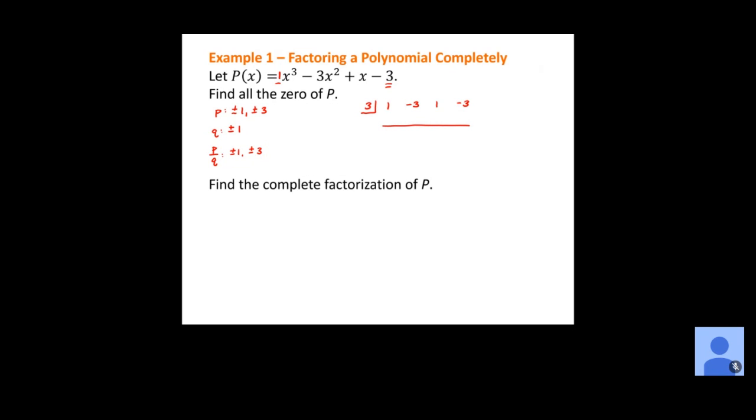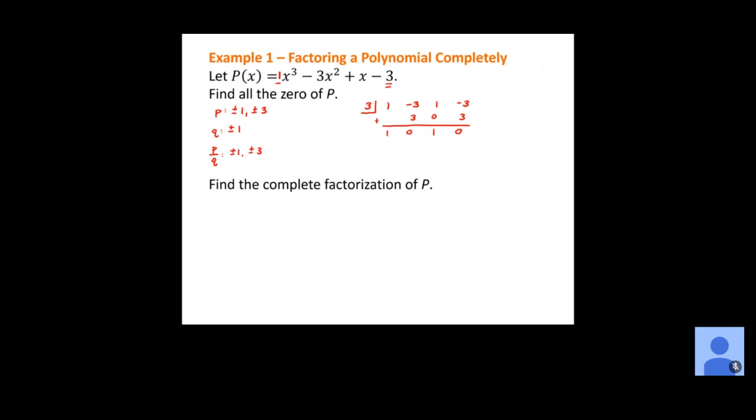We bring down the 1. 1 times 3 is 3. That gives us a 0. 0 times 3 is going to be 0. 1 plus 0 is 1. 1 times 3 is 3. And negative 3 plus 3 is 0. Remember, that 0 is the remainder now.